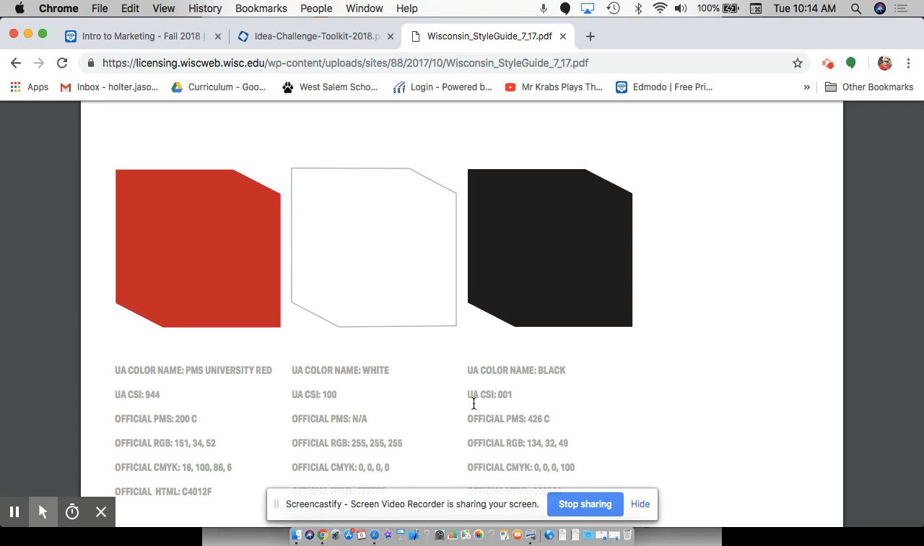So what they do, though, is they sell that license to shirt manufacturers or socks or people that make flags and pennants and whatever else. But they tell them that they have to follow these specific rules.